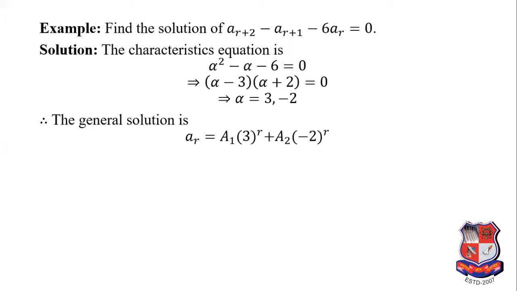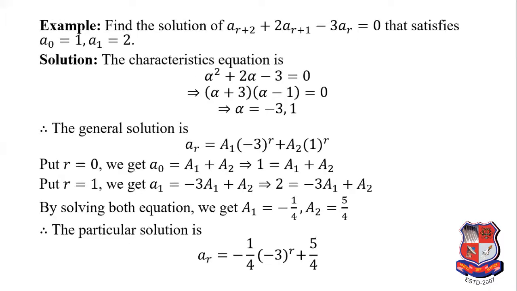So, just replace a(r+2) by alpha square, a(r+1) by alpha, and a(r) by 1. We'll get the characteristic equation as alpha square minus alpha minus 6 equal to 0. By finding the roots of that, we get alpha equal to 3 and minus 2. So, the general solution is a(r) equal to A1 3 raised to r plus A2 minus 2 raised to r, which is the first case where we have distinct real roots.